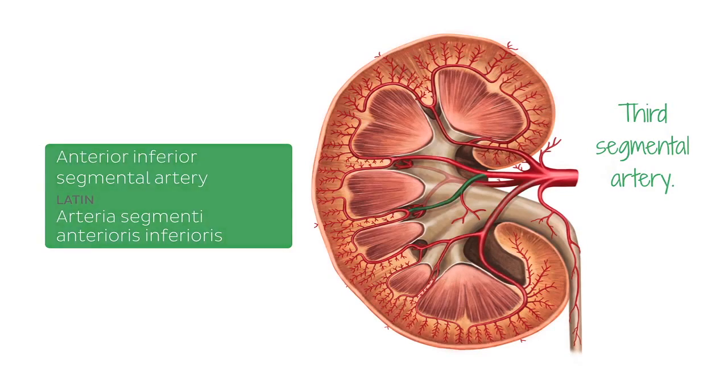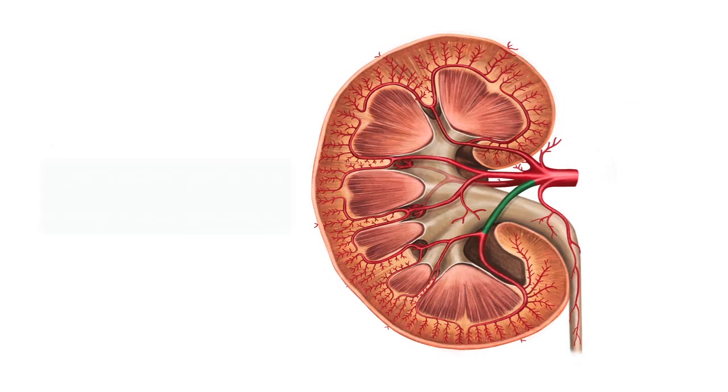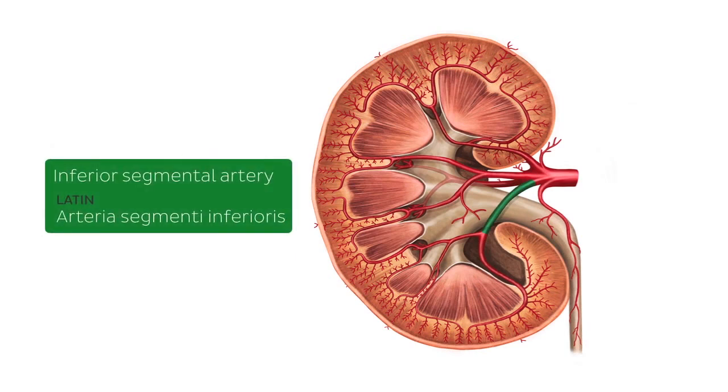We're going to move on to the last one on the list. This one is the inferior segmental artery, and this is then the final segment of the anterior branch of the renal artery, as you can see here. Now, the inferior segmental artery supplies the lower portion or inferior segment of the kidneys.